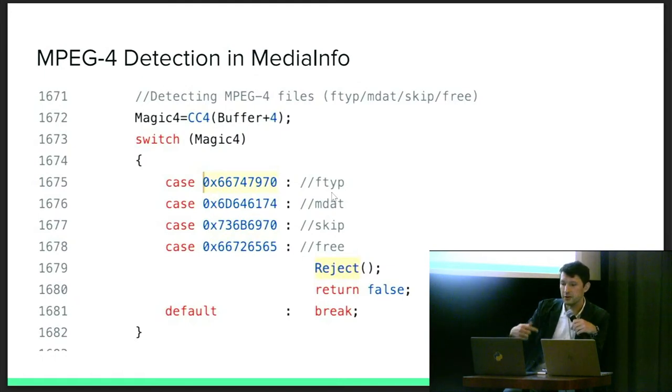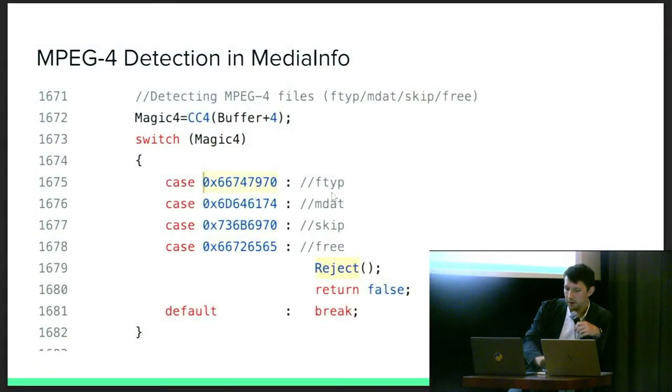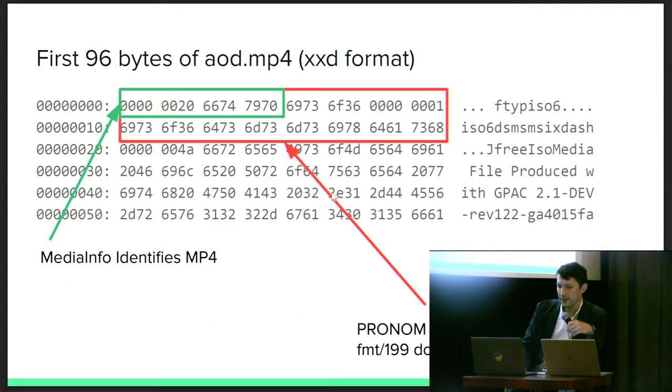And there's already a clear difference here. MediaInfo is very direct. It's very simple. It's looking for basically four bytes at a very specific position, whereas the PRONOM signature is looking for one of those patterns, but in a more generic container, and also with additional aspects to it. So it's being more specific, but because of that, it's perhaps being over-specific. So that difference in specificity is exactly where AOD falls through the cracks.